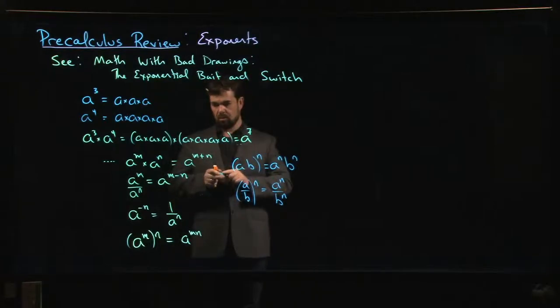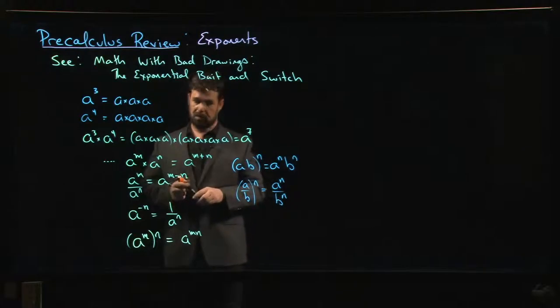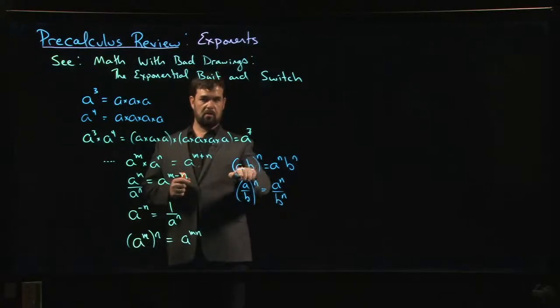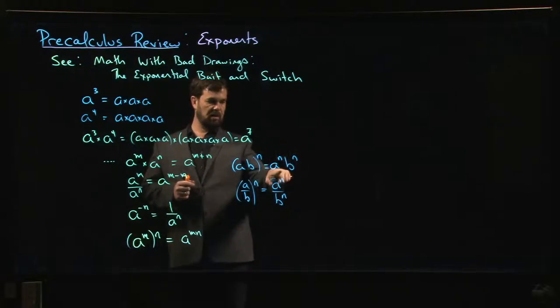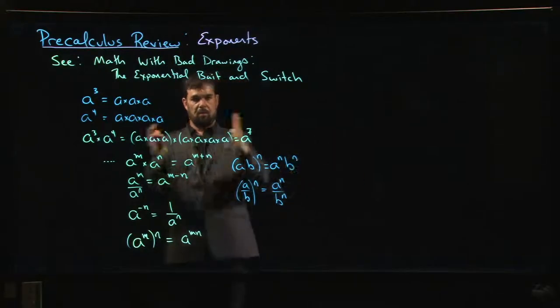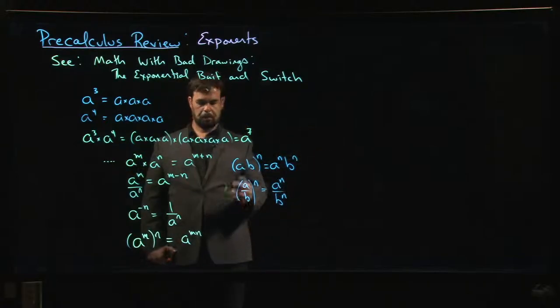Those rules work. Those rules are highly dependent on the fact that the order of multiplication doesn't matter for real numbers, right? Because on this side, you're doing a times b times a times b times a times b times a times b times a times b. On that side, you're doing a times a times a times a times a, and then b times b times b times b, right? You had to move all the a's to the beginning and all the b's to the end, right? You had to rearrange.